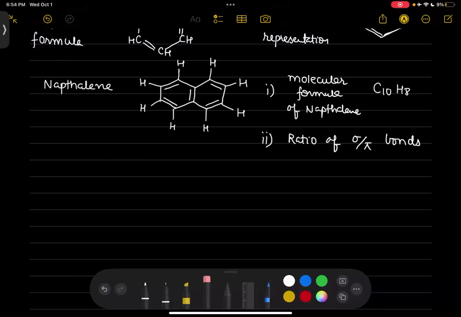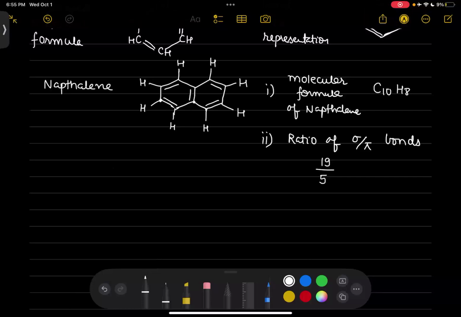Is it clear? Yes, sir. So that is correct, 11 and 8. Why is 8 to be added? Because of the hydrogens. 19. And pi bonds are 5. Got it? 19/5. Is it clear? The ratio we have already calculated.